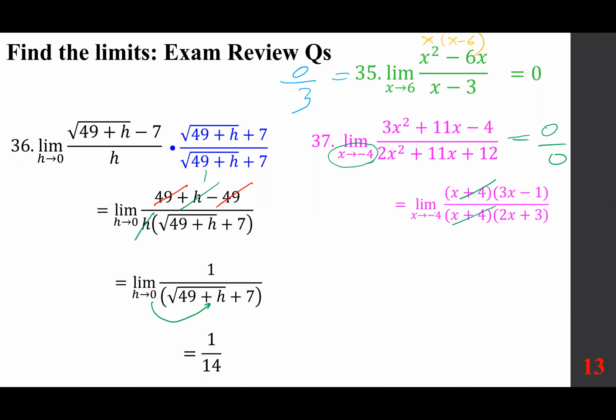Now, practically you're done. Plug in negative 4. 3 times negative 4 is negative 12, and negative 1 is negative 13. Then 2 times negative 4 is negative 8, and 3 is negative 5. And that's the final answer. I want to look at the last section, everybody.